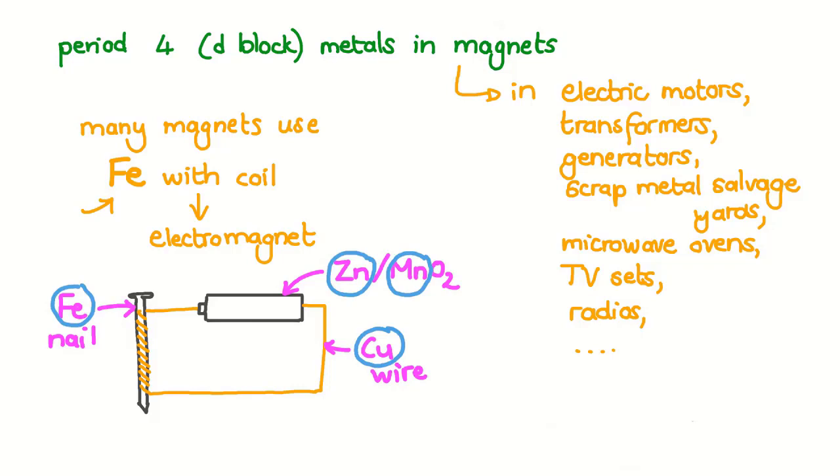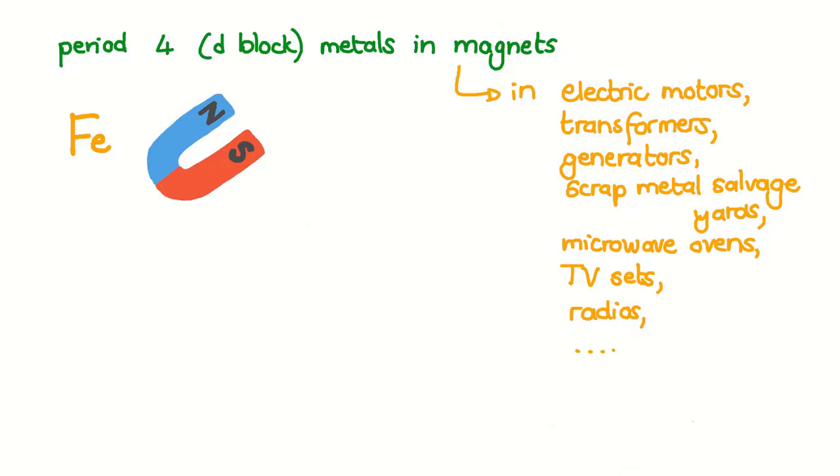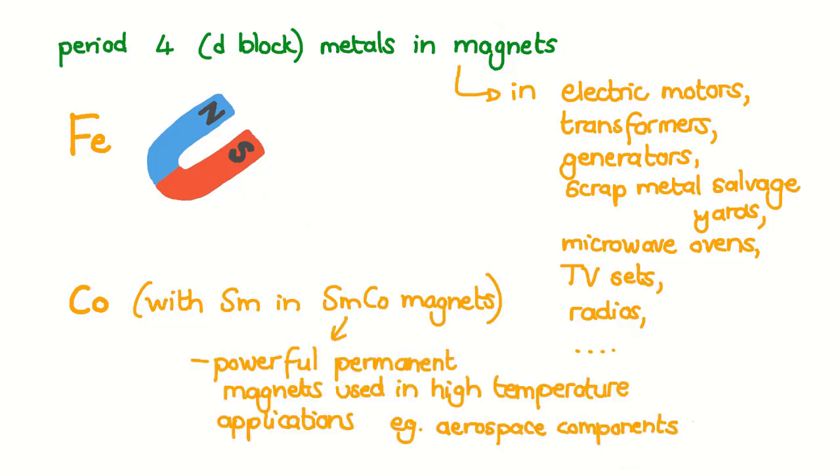Can you see that most of the components of this system come from the first transition series? But besides electromagnets, we're probably all more familiar with iron as a permanent magnet. Well, cobalt also forms a permanent magnet along with samarium in samarium-cobalt magnets. These are powerful permanent magnets used in high-temperature applications, for example in aerospace components, in generators, sensors, and some medical devices.